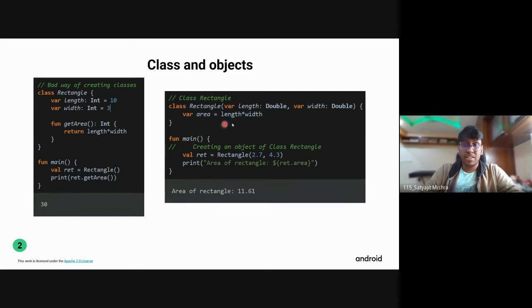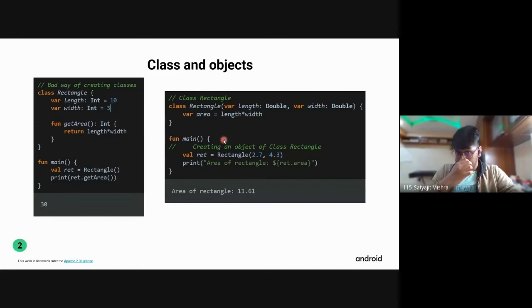What you can do is, on the right side, you can see we again have a class Rectangle, but this time, instead of initializing it inside, we can directly use the class Rectangle as a constructor itself, in the brackets. This is the default constructor, just like that. So again, I have a variable length, this time of type Double, and width of type Double. And instead of the function getArea, I simply have a variable again. I have not specified the type because it will automatically infer it, and I've multiplied length and width.